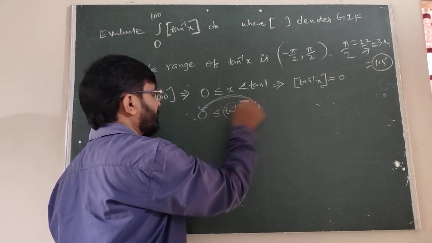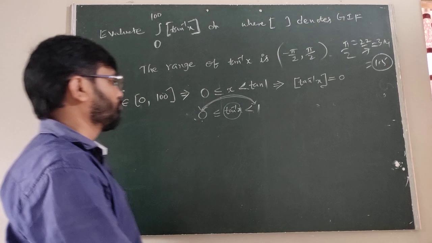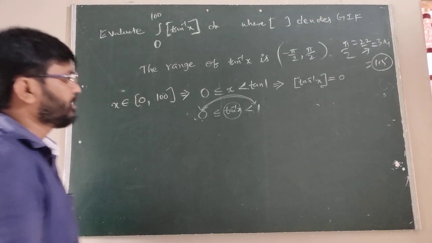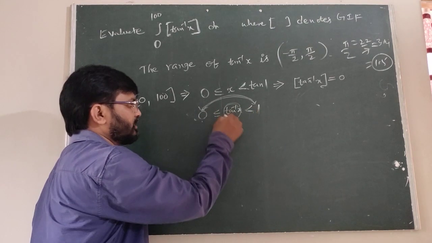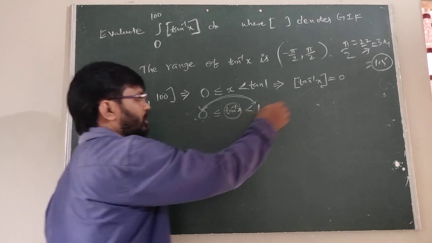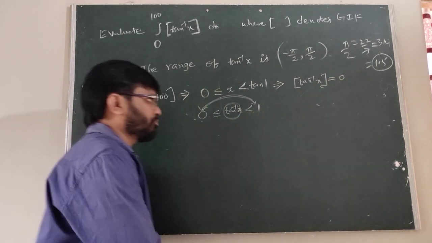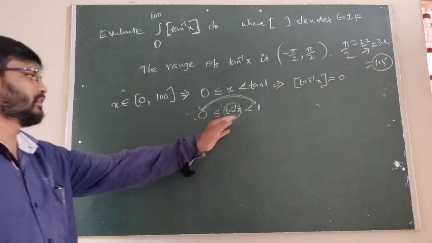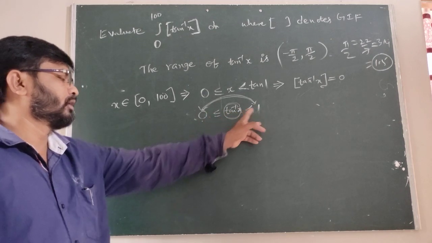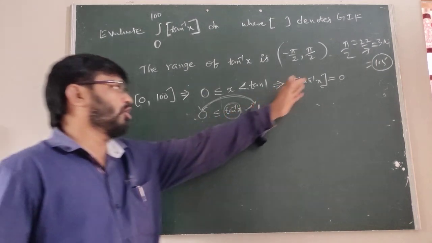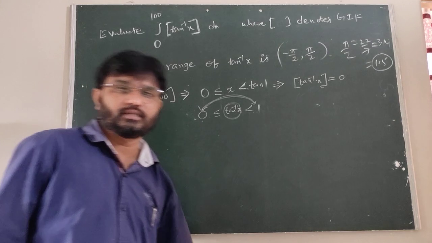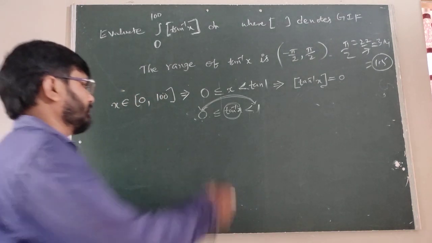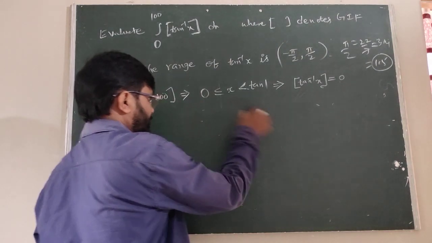Is it clear? When it is 0 to 1, tan inverse x lies between 0 and 1. We have to know that the step value must be 0. If you take 1 by 2, that is 0.5, the step of 0.5 is 0. This is our first observation. Now the other one.